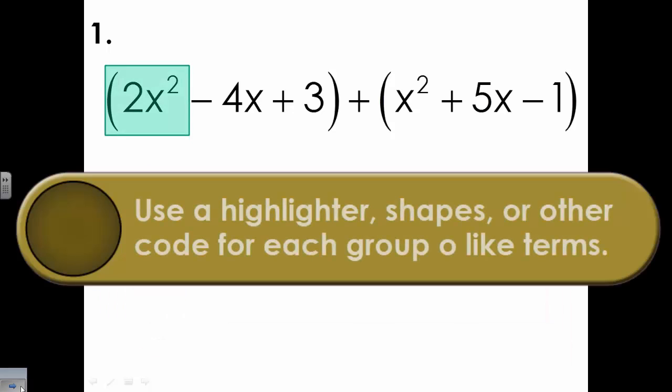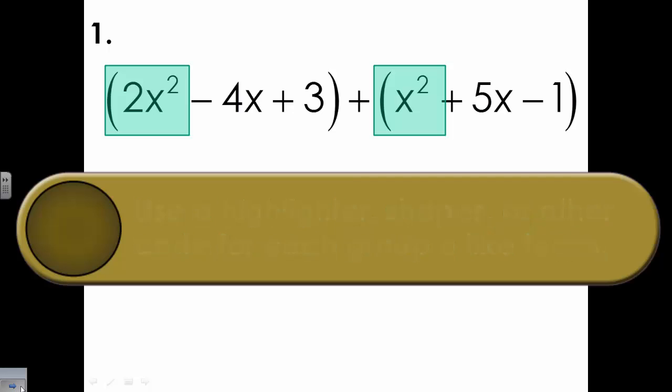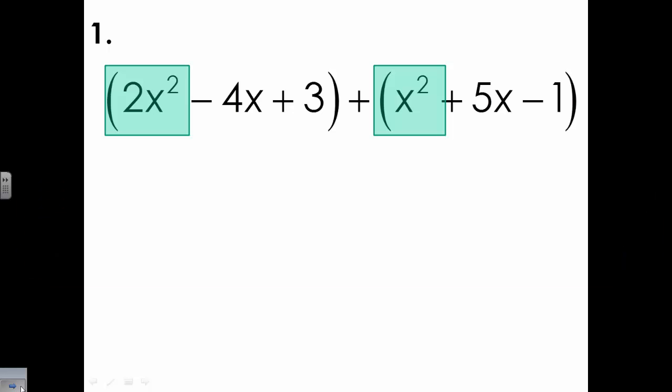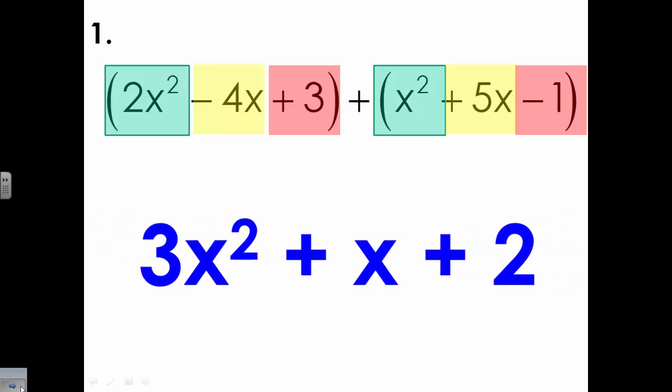On this one, we see that our highest exponent is that second power. So these are like terms. 2x squared and 1x squared will be combined. Negative 4x and positive 5x, we're going to combine those two terms. They're going to go second. And then our third term is going to be combining the 3 with the negative 1. In standard form, this is your answer.